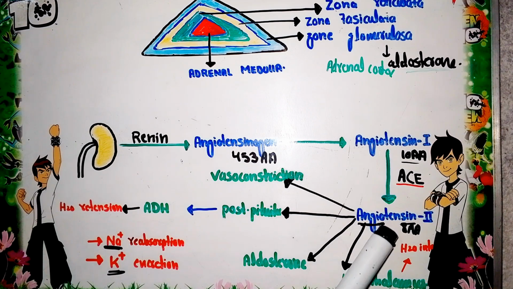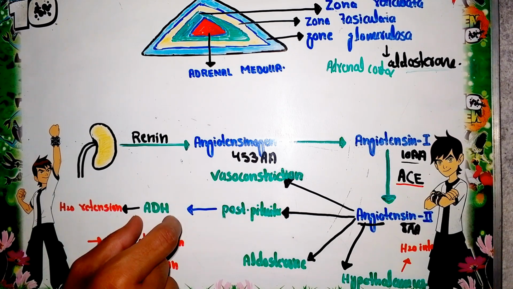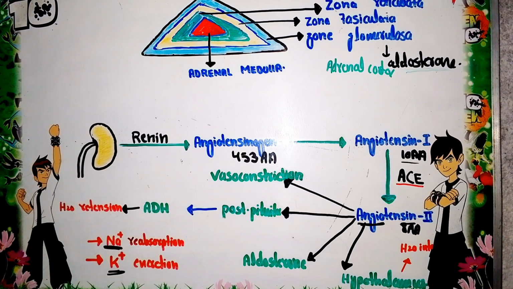Again, angiotensin acts on the posterior lobe of the pituitary gland. When angiotensin 2 acts on the posterior lobe of the pituitary gland, antidiuretic hormone is secreted. This hormone is responsible for the retention of water in the body. Then angiotensin acts on the hypothalamus. The hypothalamus is the center of thirst, so it increases thirst, due to which water intake occurs through drinking.